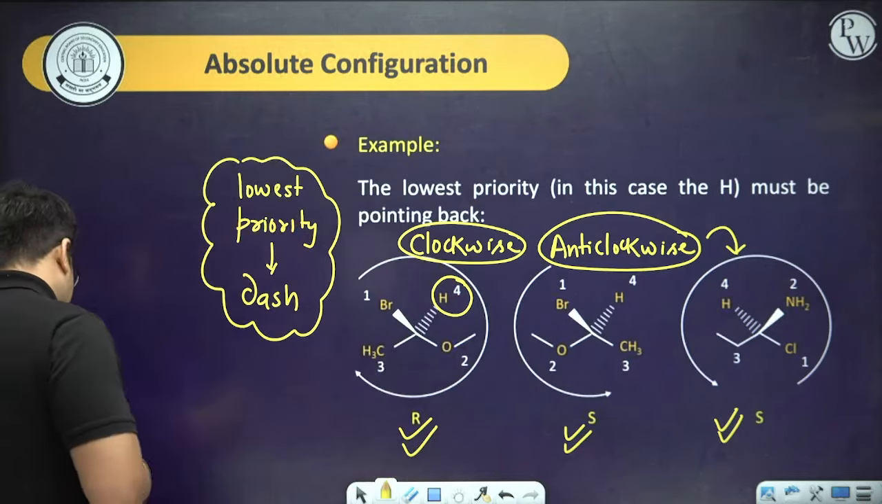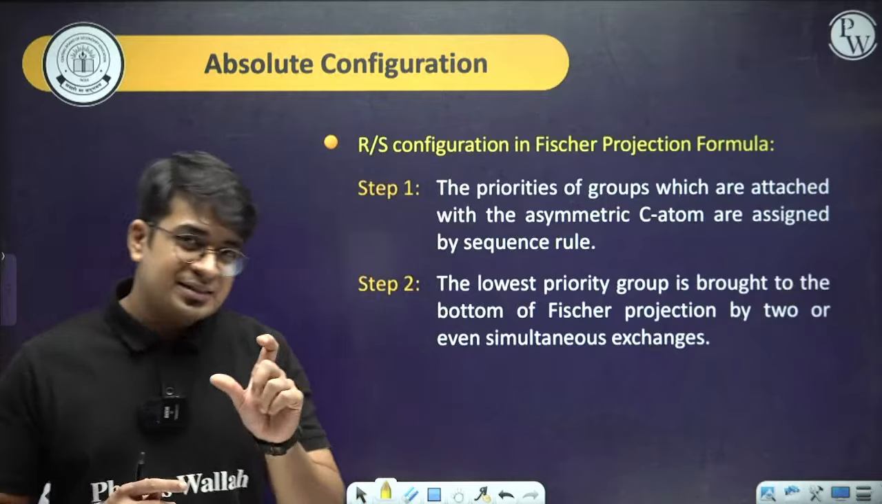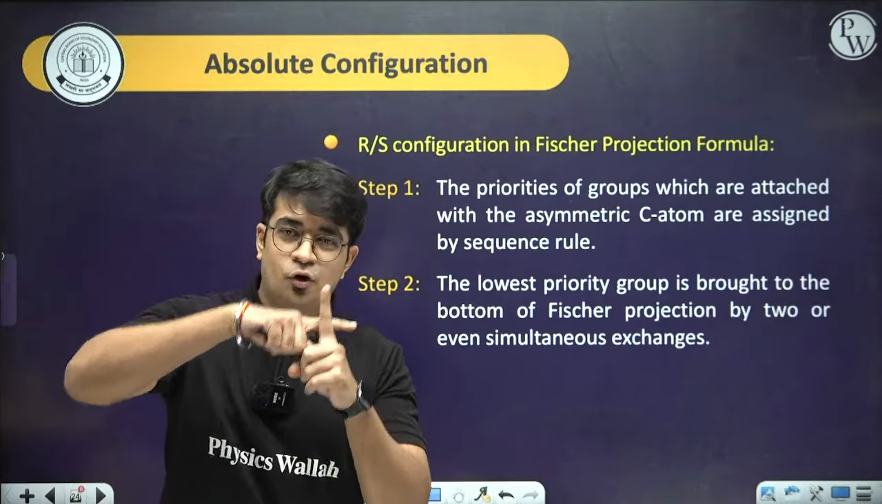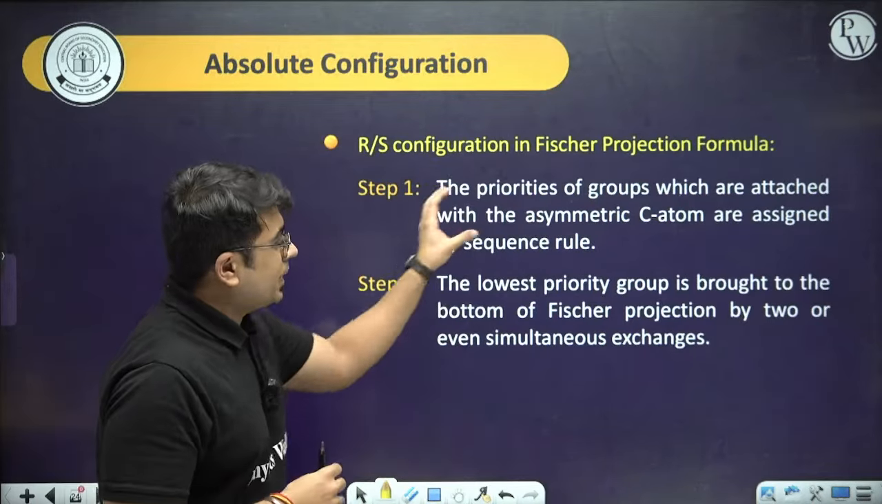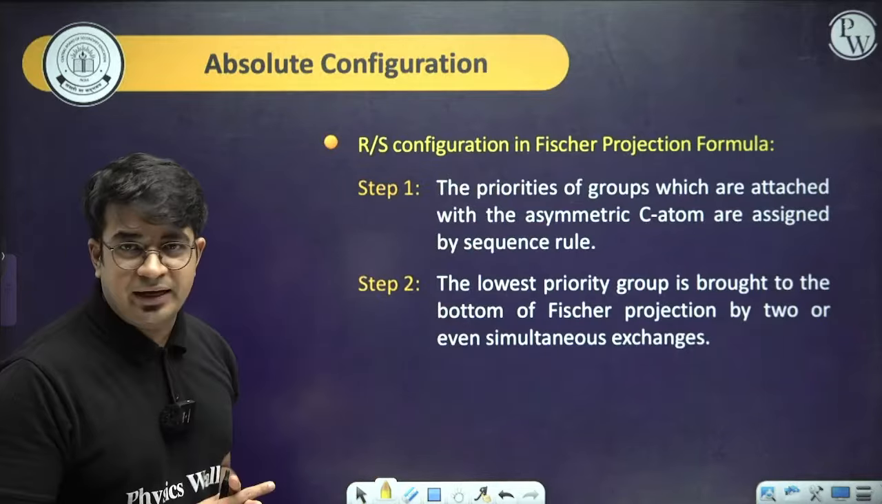Okay. Now, in the case of a Fischer projection, the entire part is slightly different because every atom is present on that plus sign, or you can say plane. The priorities of the groups attached to the asymmetric carbon atom are assigned by the sequence rule.